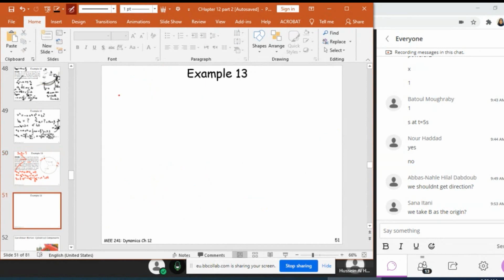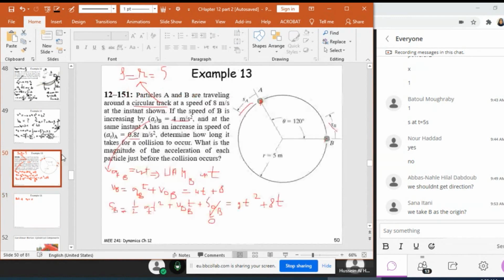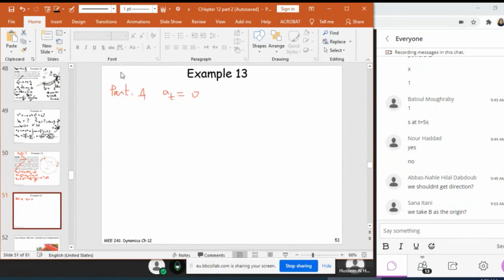Now let's do it for particle A. So particle A has an aT that is equal to, what is aTA? It is 0.8t. Yes.